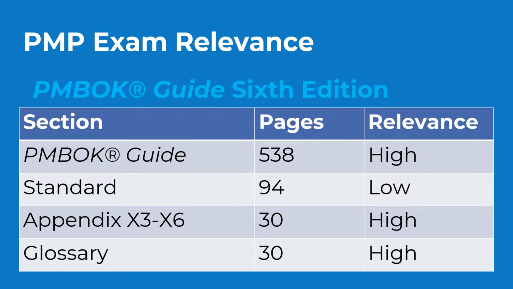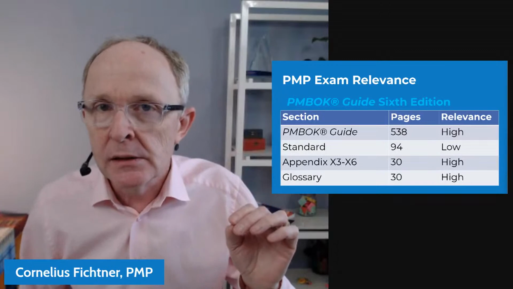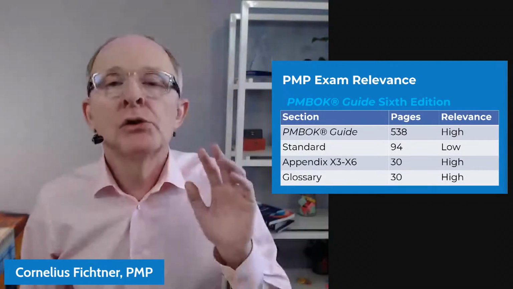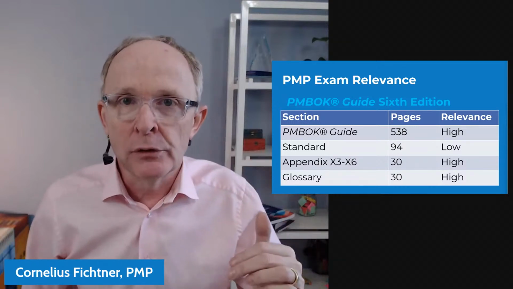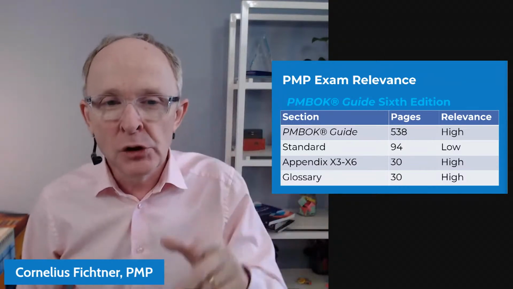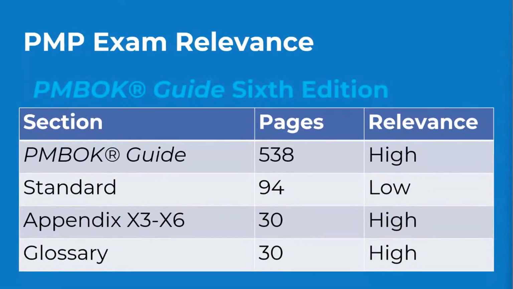And when I say low here in relevance in line number 2, low means don't even look at it. Do not look at PMBOK Guide 6, the standard for project management. Just skip it. Forget it. Don't look at it. You will not need it for your PMP exam. Appendix X3 and X6, very high, you need to read it. The glossary, very high, you need to read it. So this is the PMP exam relevance when it comes to the PMBOK Guide 6th edition.